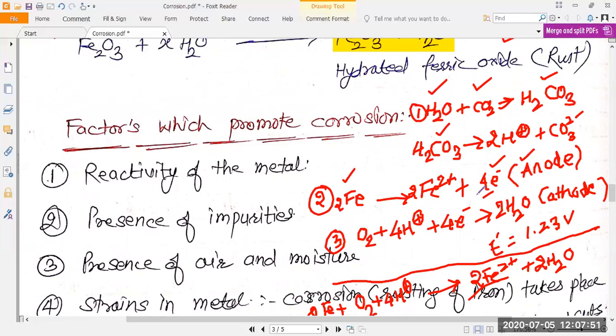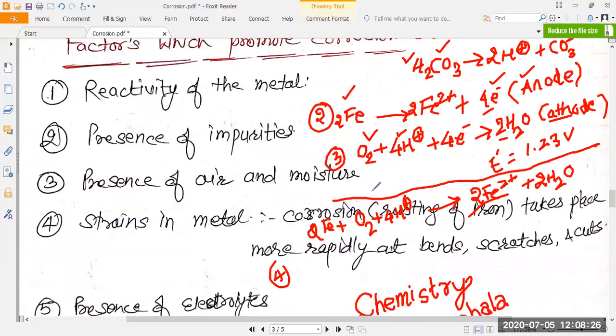These 4 electrons travel through the iron article and come to the other end, and at the other end oxygen will be there, and this oxygen reacts with 4H plus, and this 4H plus comes from the dissociation of carbonic acid, and 4 electrons come from the anodic portion, all react and form 2 molecules of water. It acts as a cathode, and the reduction potential of the cathode is 1.23 volt, and the reduction potential of the anode is 0.44 volt. Now we have to write the overall cell reaction.